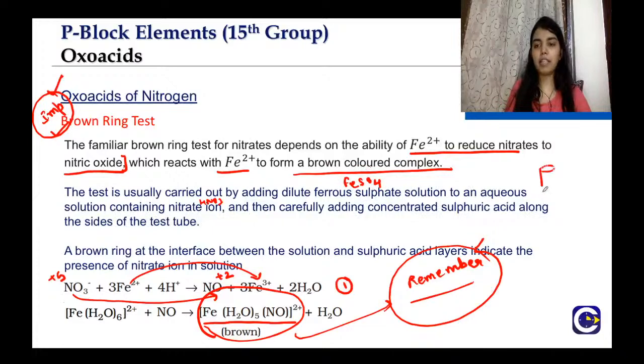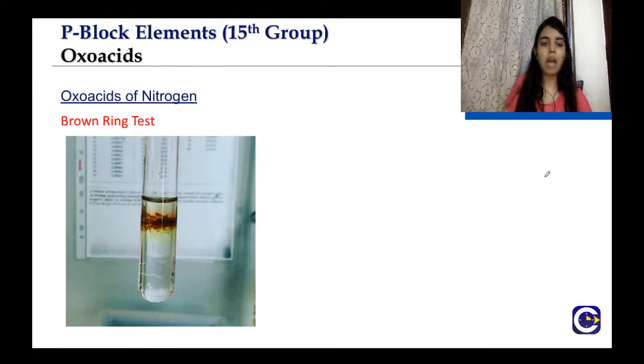For example, let us say this is the test tube here. You will add FeSO4 here. You will take a solution of FeSO4 and an aqueous solution of nitrate also into it. Now, you will pour the H2SO4 along the sides of the test tube. You will not pour it directly, you will pour it along the sides. Then you will see such a brown layer complex. This is known as the brown ring test.